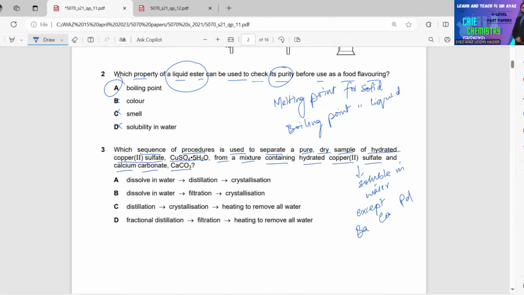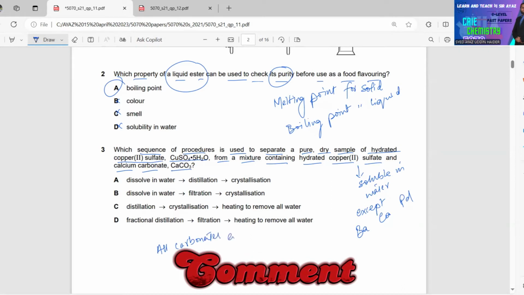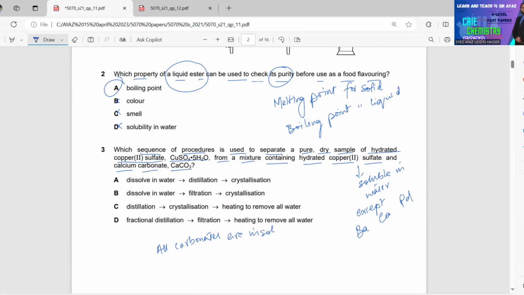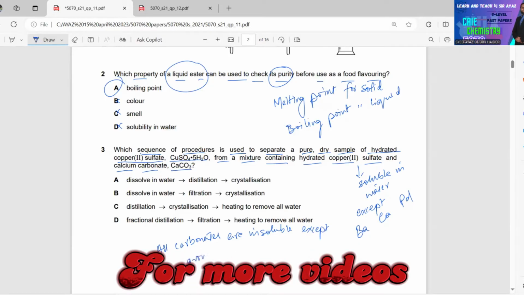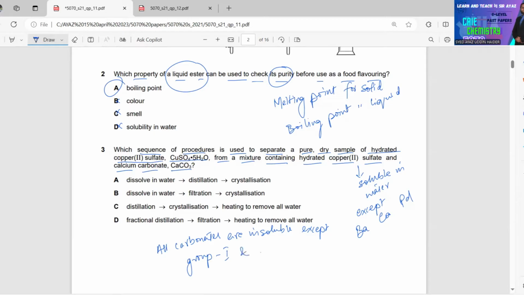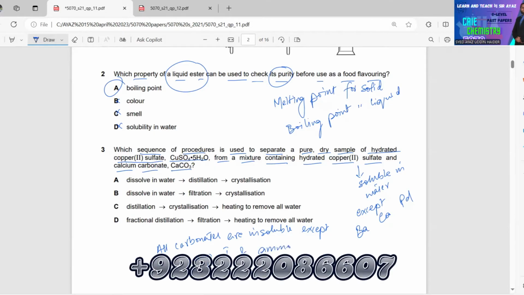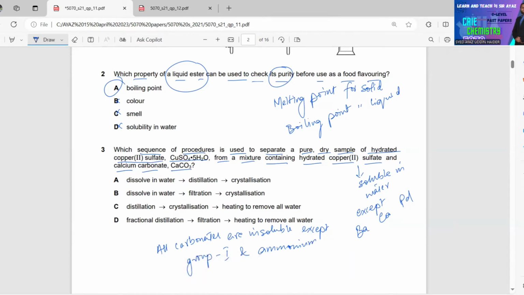Calcium carbonate. All carbonates are insoluble except group 1 and ammonium. These are soluble. So calcium carbonate is insoluble. So we must go for the process of dissolving in water. So either A is correct or B is correct. Both C and D is incorrect.